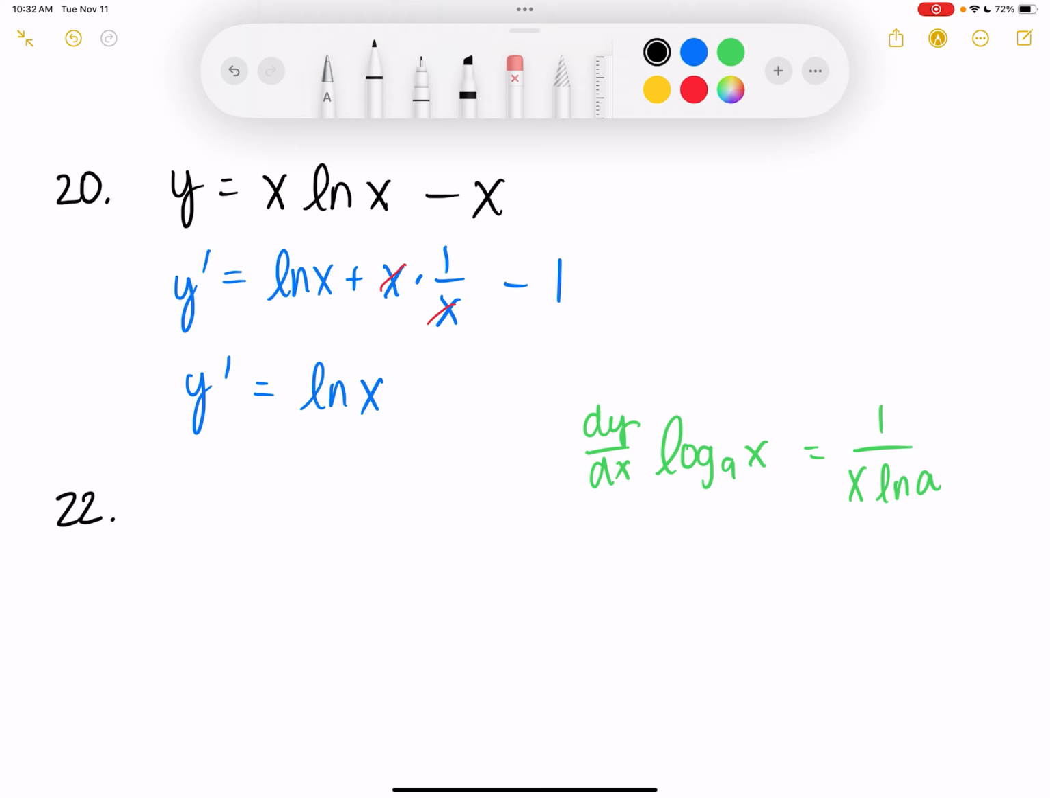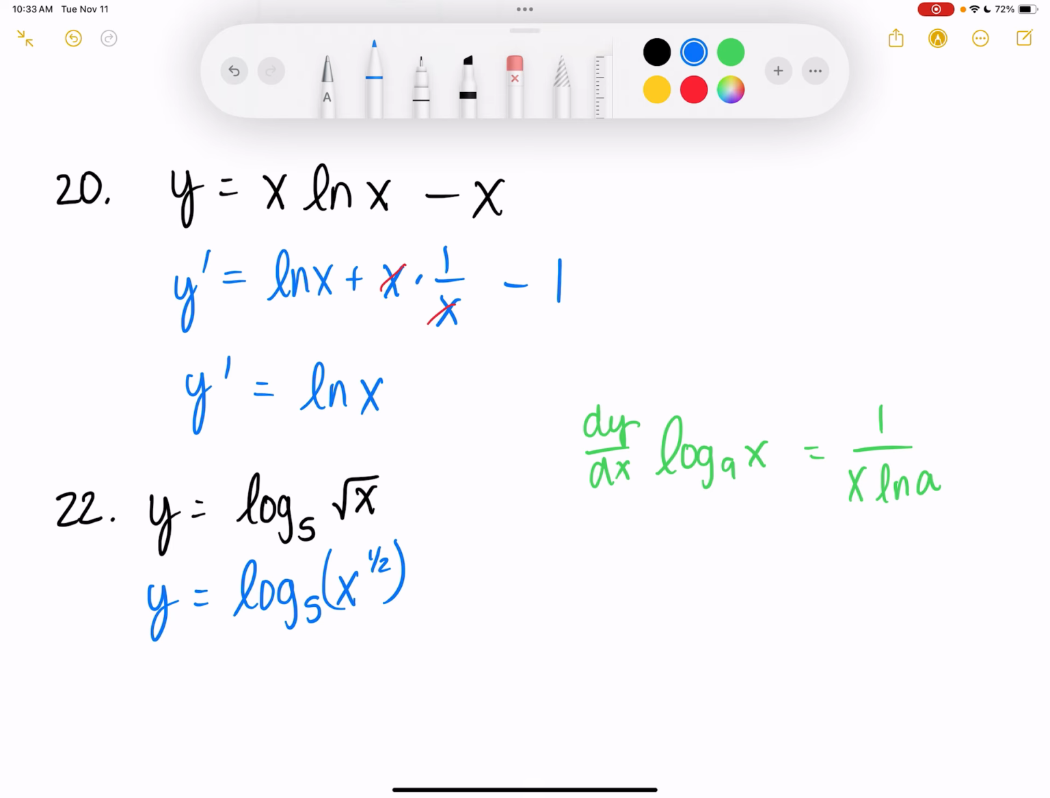So 22, we've got y equals log base 5 of the square root of x. So again, I would probably rewrite that square root of x as x to the 1/2. Probably put that in parentheses if I rewrite it though.